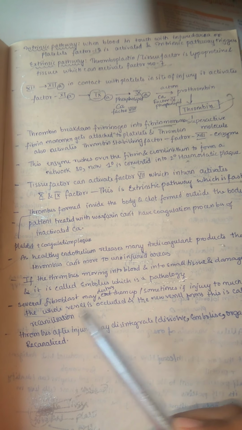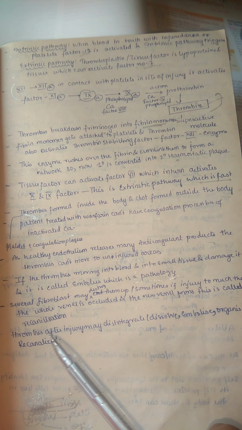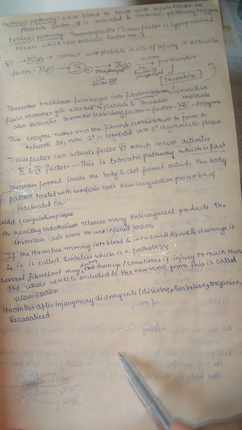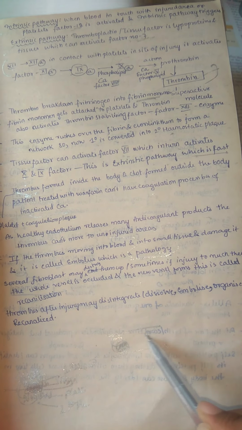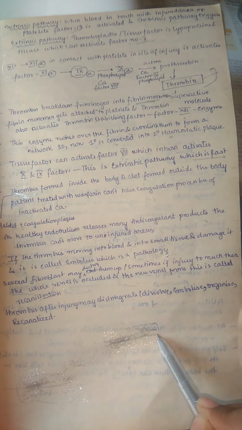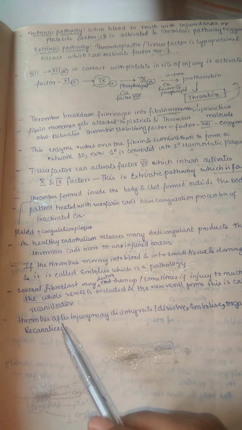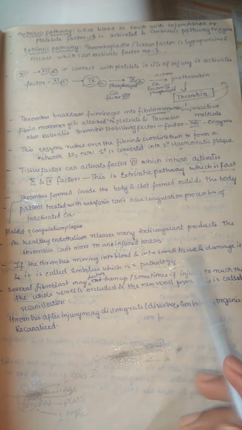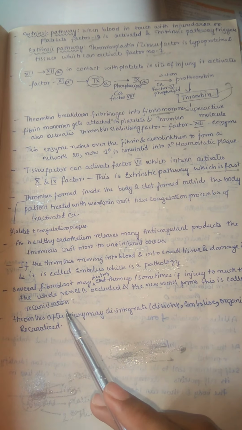Several fibroblasts may destroy them, or sometimes if the injury is too much, the whole vessel is occluded and a new vessel forms. It is called recanalization. For example, this is a vessel, here a full platelet plug is formed, here also a full plug, so it is completely occluding. Suddenly all the growth factors come and in the middle they form a way, so that the blood from this side can move to this side. This process is called recanalization.